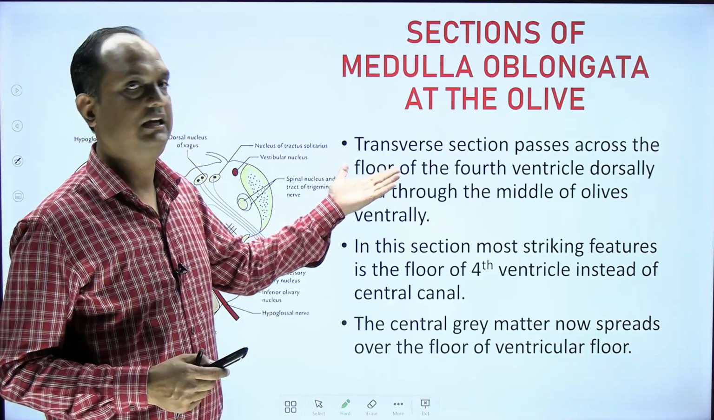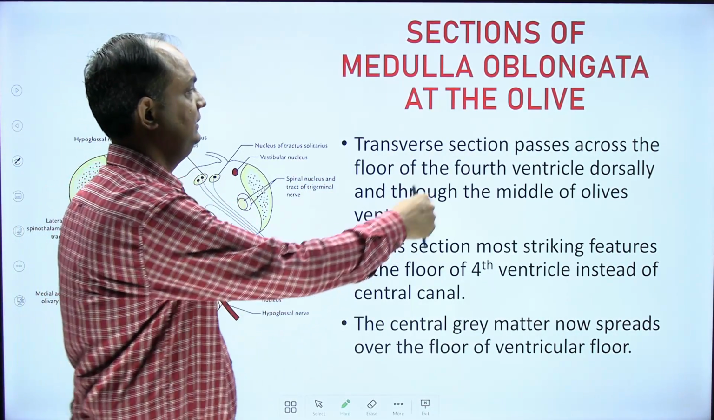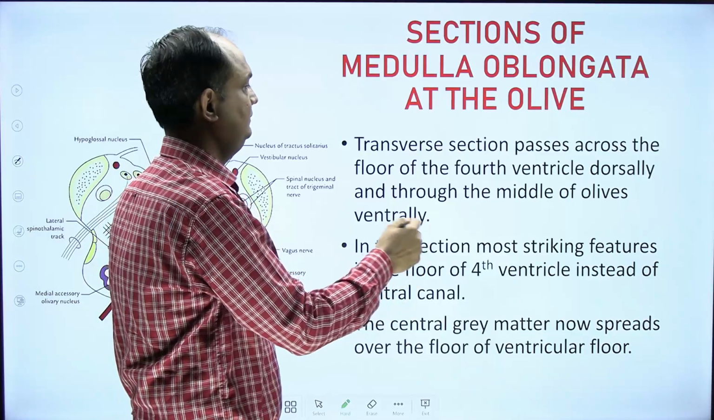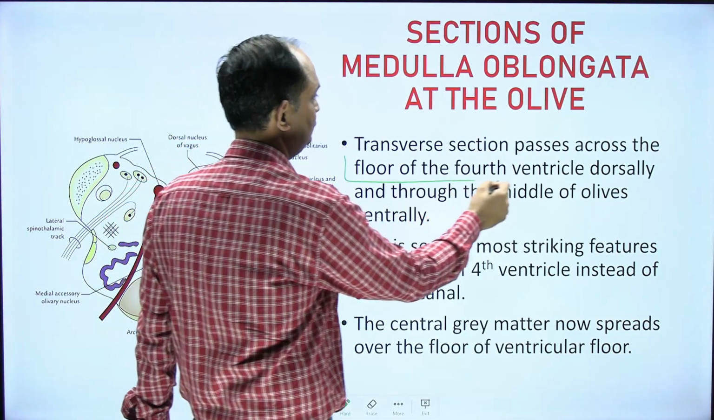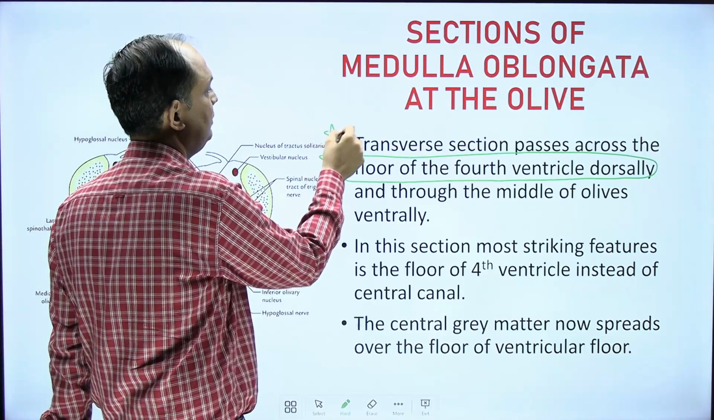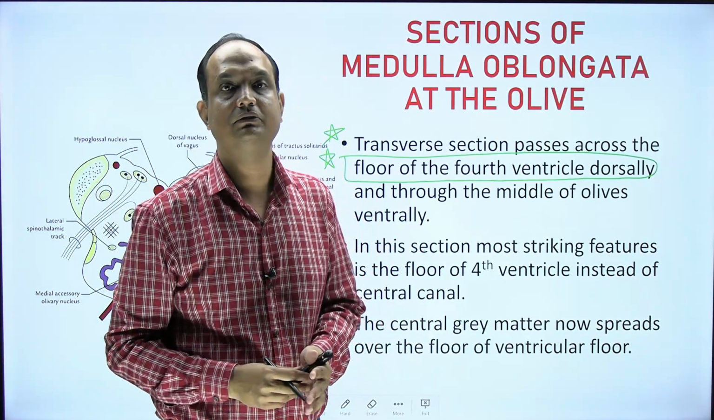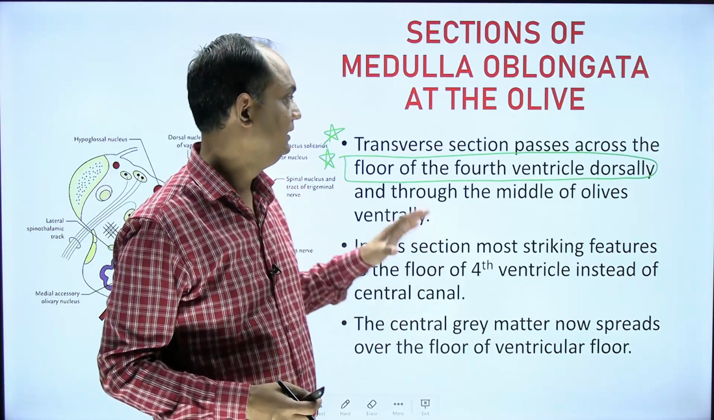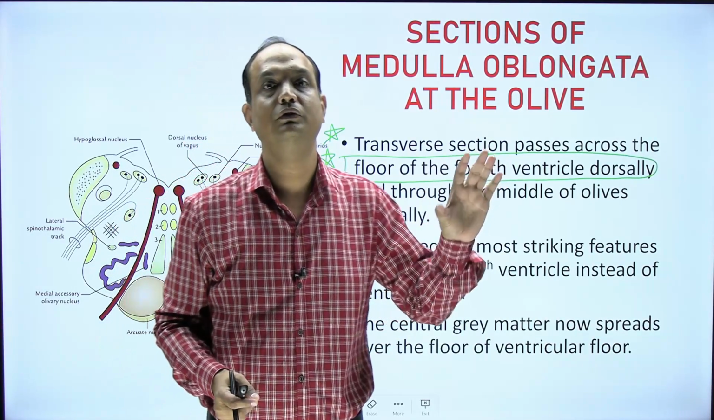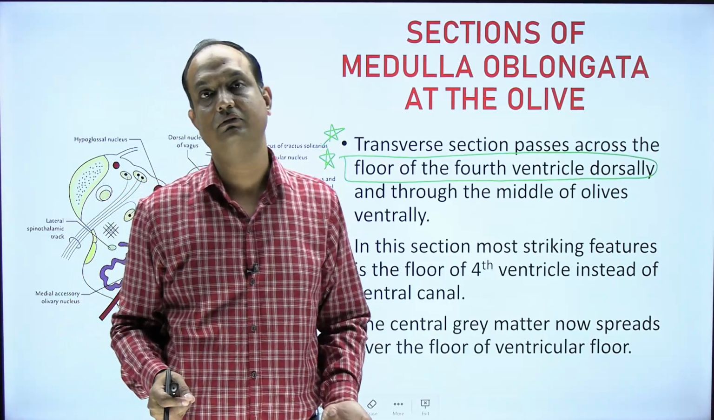So for the transverse section, when you do the sectioning of the medulla, you have to keep in mind that this section passes across the floor of fourth ventricle dorsally. Now this is the most characteristic feature of this section. So there are two most important features of this section. First one is that you are going to see the floor of fourth ventricle, which is absent in the remaining two sections of the medulla.